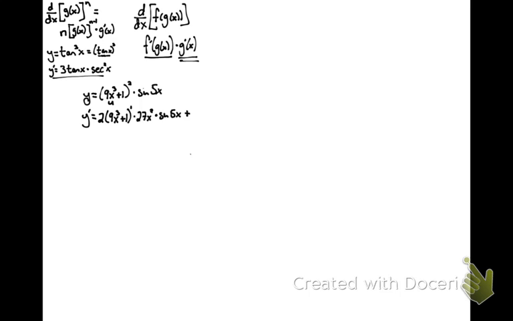plus the first function, which is 9x cubed plus 1 squared, times the derivative of the second function. Well, the second function, v, is sine of 5x. The derivative of the whole thing would be cosine of 5x times the derivative of the inside. The inside is 5x, so I need to multiply by 5.